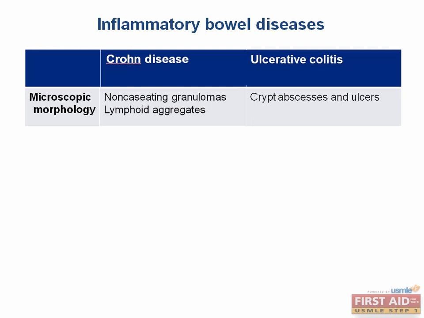Microscopically, these are also quite different. Crohn's has non-caseating granulomas and lymphoid aggregates. Remember, Crohn's has non-caseating granulomas. This is really important to remember. UC, on the other hand, does not have granulomas, but instead shows crypt abscesses and ulcers, as well as bleeding.